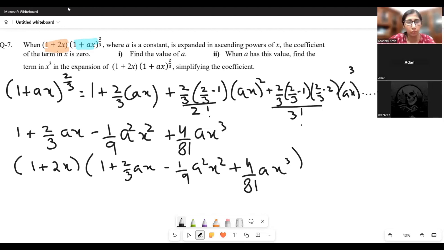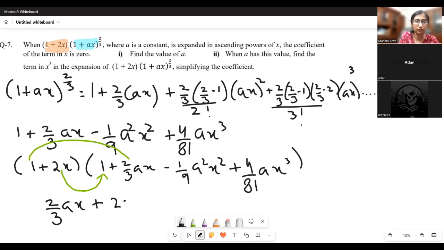Okay, so what do we need now? We need to find the coefficient of x. So how would we get the coefficient of x after multiplying these? We can multiply 1 with this term. That will give us a term in x. And we can multiply this 2x with this 1. That will also give us the term in x. We just need the x term. So one of those would be 2 by 3 ax and plus 2x. That's the term in x. So the coefficient of x is going to be 2 by 3a plus 2 when you take x common.